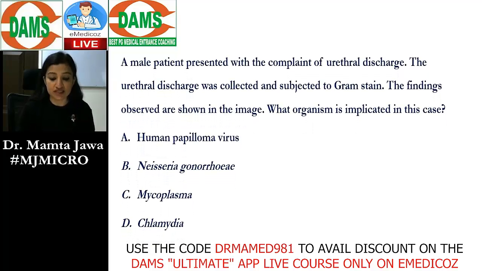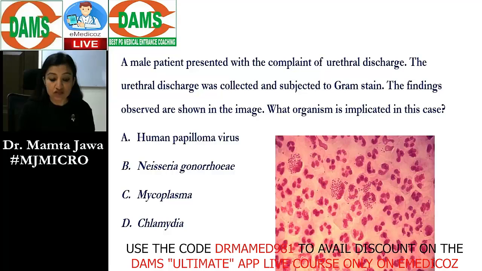A male patient presented with a complaint of urethral discharge. The urethral discharge was collected and subjected to gram stain. The findings observed are shown in the image. What organism is implicated in this case? The options are human papillomavirus, Neisseria gonorrhoeae, mycoplasma or chlamydia.